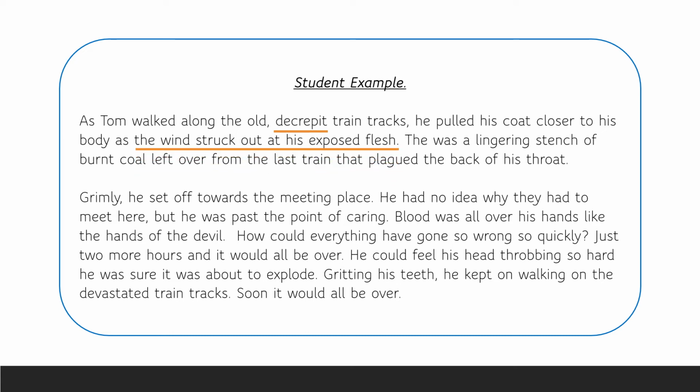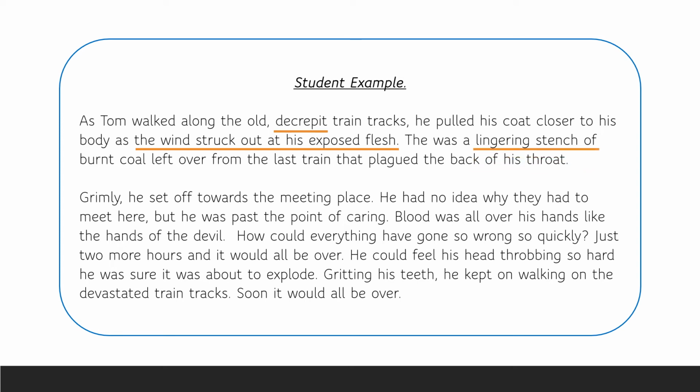The next thing that might stand out to you is this sentence. He pulled his coat closer to his body as the wind struck out at his exposed flesh. Now the word struck here is quite an aggressive verb, and it also helps us to personify the wind. Wind isn't obviously a human action or something controlled by humans, but by saying that it struck out, it's creating that imagery that the wind is actually alive. We also have the words exposed and flesh. And this helps us to think about how the cold is attacking the parts of his body that he can't quite wrap up and shield against the cold weather.